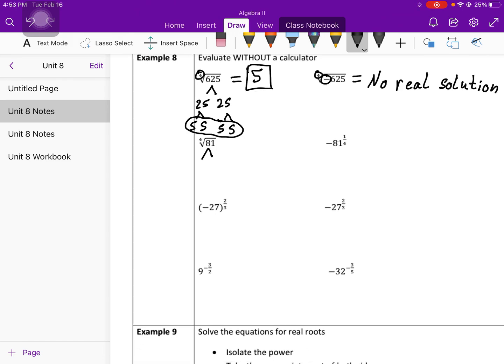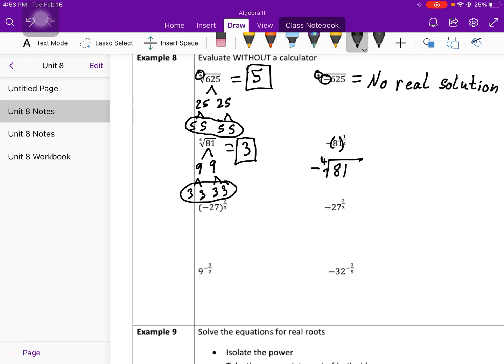The next one, we have the fourth root of 81. So that breaks down into 9 and 9. And this breaks into a group of 4 3s. So the solution is just 3. Now this one, when you have the negative, notice the rational exponent, think of this as parentheses because that negative is actually on the outside. So we have 81 inside, and then it's going to be the fourth root.